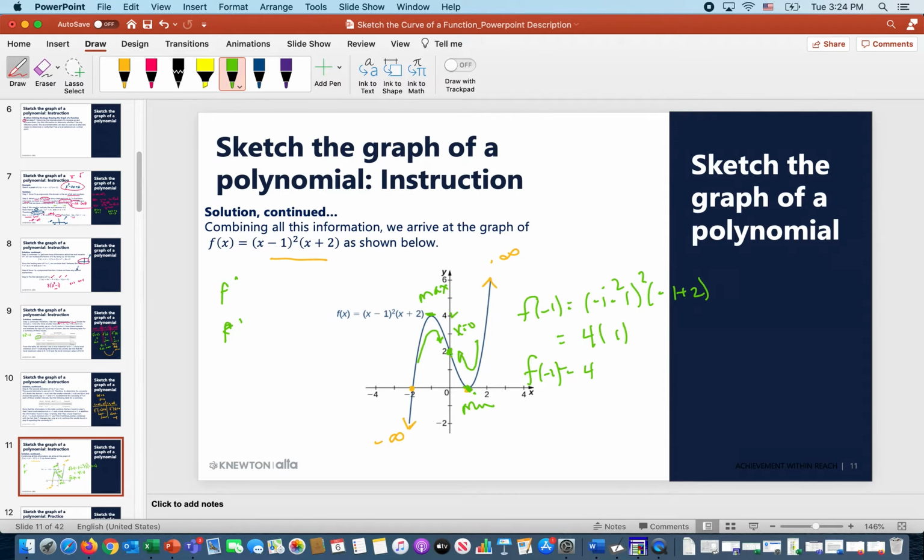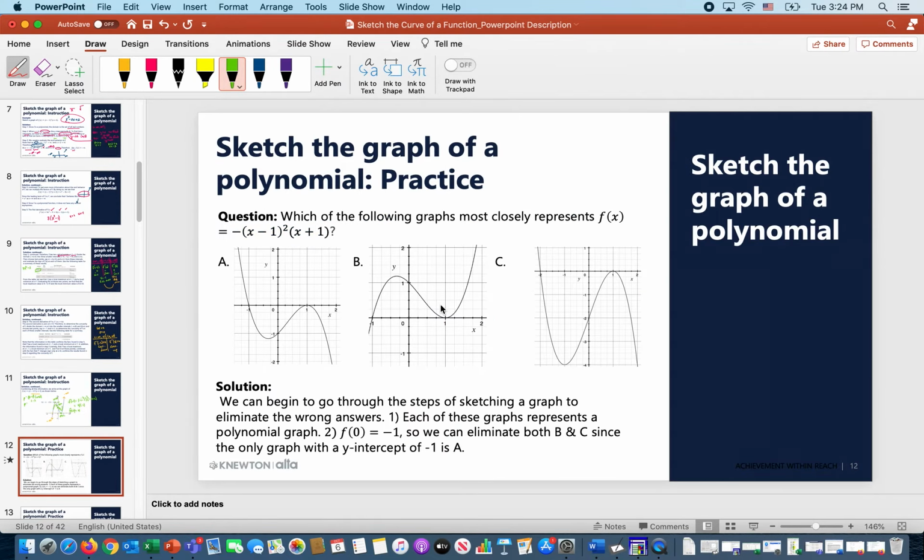Okay, you can do the same thing with 0. You can plug 0 into the original function. 0 minus 1 squared is negative 1, and when you square negative 1, you get 1. And 0 plus 2 is 2, and 2 times 1 is 2. Notice at 0, I have a y value of 2. Come back in the next video, and we're going to talk about how to graph another one of these, but it's going to be a rational function.